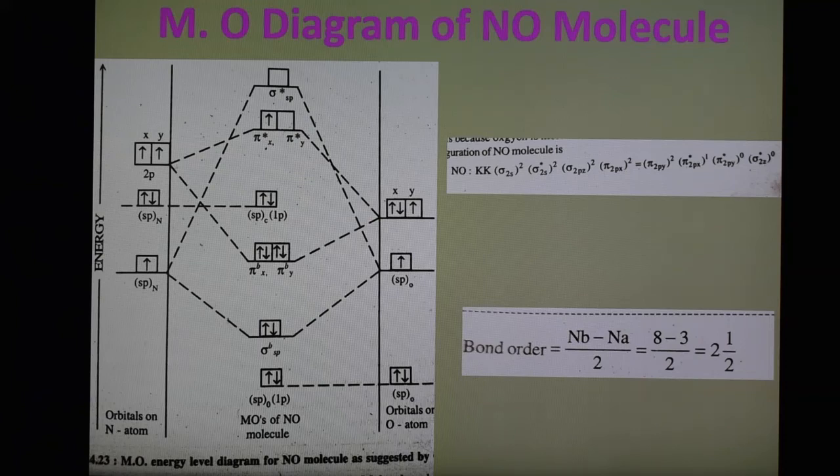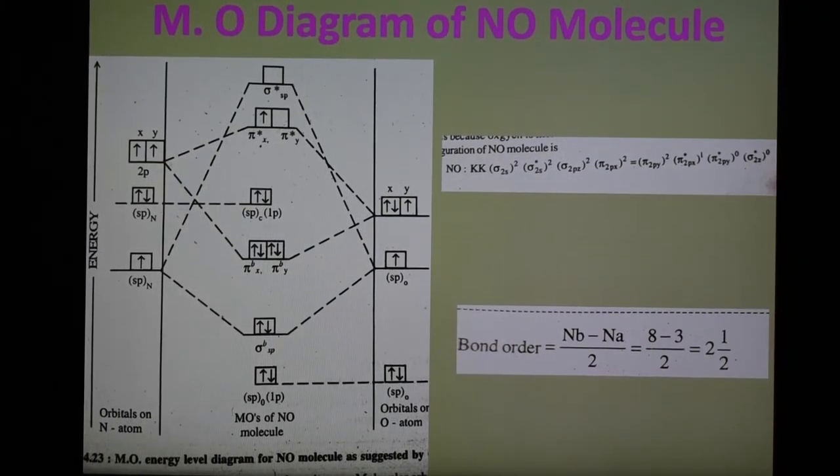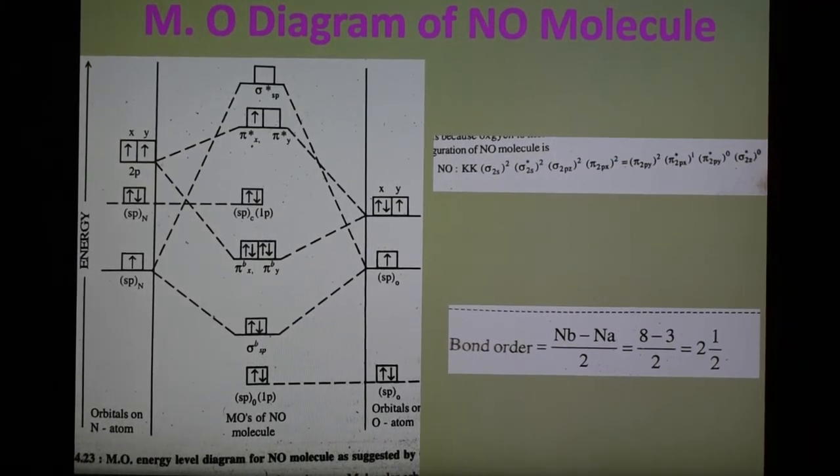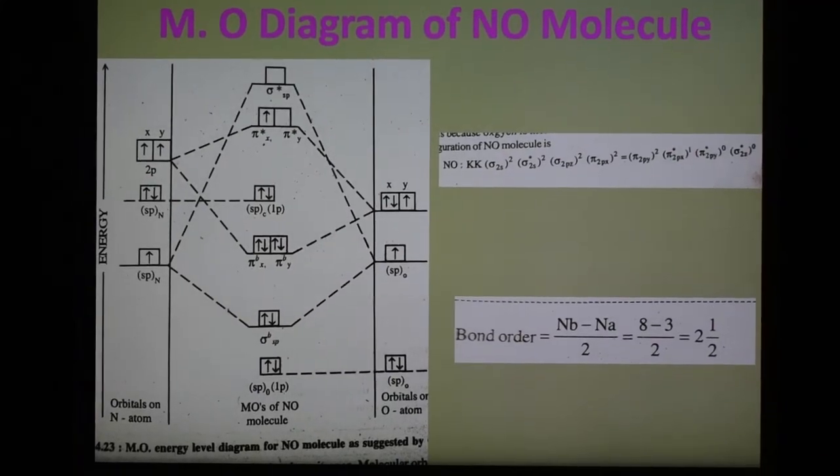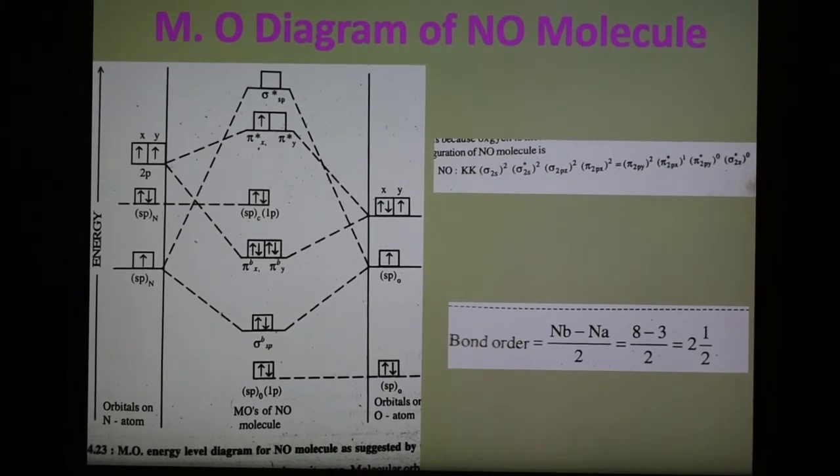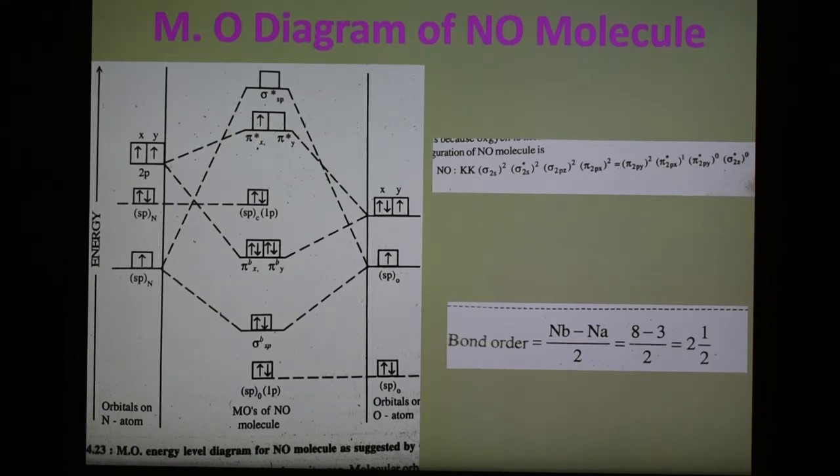In the case of nitric oxide, the bond order is found to be 2.5, which represents 1 sigma bond, 2 pi bonds and 1 unpaired electron in the antibonding molecular orbital. Due to the presence of 1 unpaired electron, the NO molecule is paramagnetic. The unpaired electron is in the antibonding pi star 2px molecular orbital.